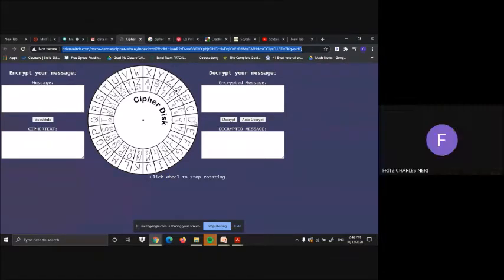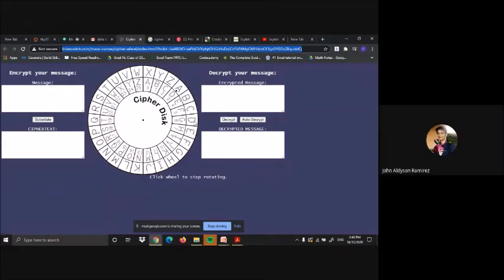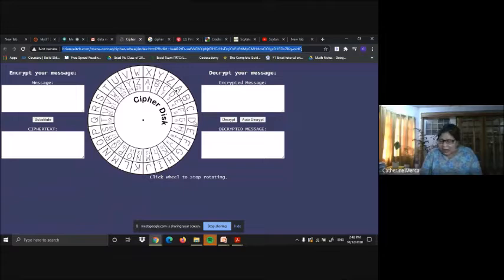Unsa man ang decrypt? Letters. Math. Asa man ang P diha? Basaha na po nang pabutang. So, ang P will now be M. Correct? Okay. Ang P will be M.